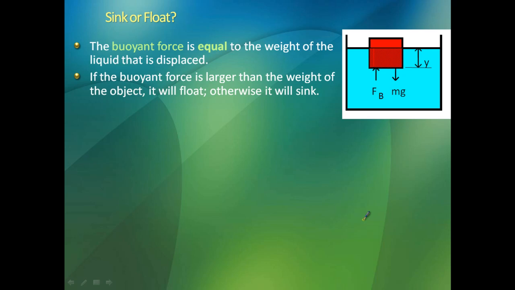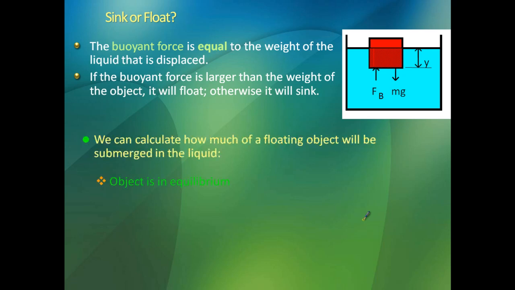Just restating this stuff because repetition is part of learning. So we can calculate how much of a floating object will be submerged in the liquid. If the object is in equilibrium, just floating there, like this guy's floating right here, then the buoyant force equals the weight. Makes sense. If buoyant force equals the weight, there's no net force, the object's in equilibrium, acceleration equals 0, it's not going to move anywhere.